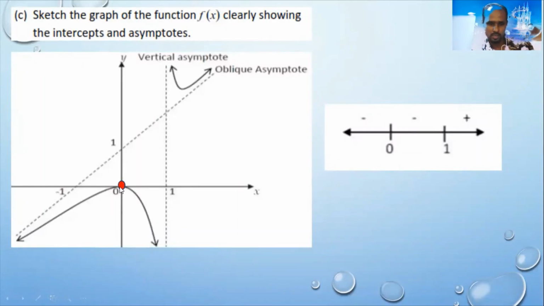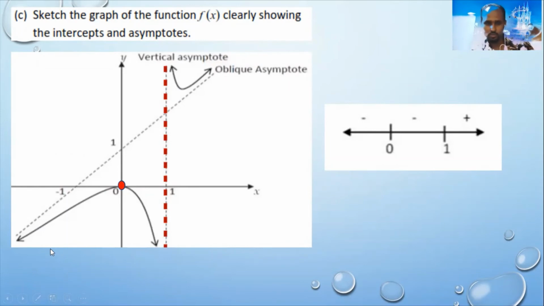This is the x-intercept and y-intercept both, right? So now you don't have to put any other point here, right? There's one point, right? 0 comma 0 is x-intercept, 0 comma 0 is y-intercept. Now next one is the vertical asymptote. Now vertical asymptote was x equal to 1. So this is what we got, the dotted line across.